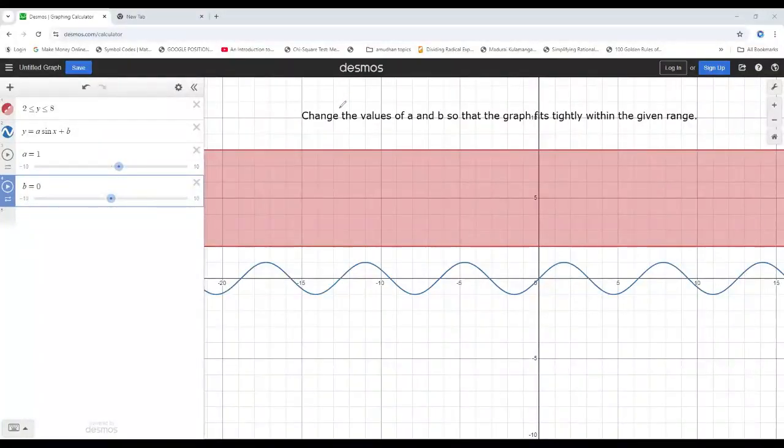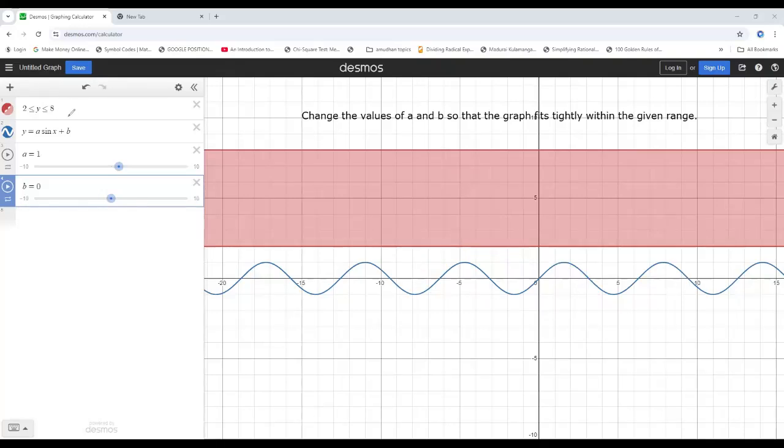Here we have a pre-calculus problem. We have to change the values of a and b so that the graph fits tightly within the given range. There is a graph given over here, and the function is given over here, that is y = a sin x + b. According to the question, I have to change the values of a and b in the given function so that the graph fits tightly within the given range.